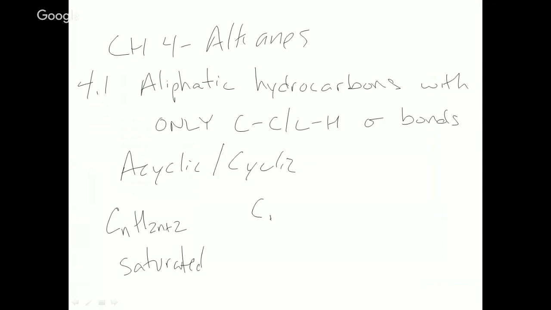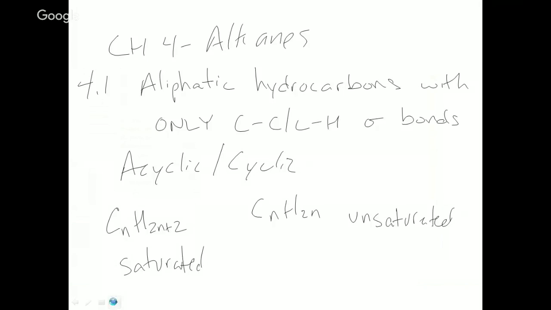Cycloalkanes have CnH2n. There are 2 fewer hydrogens because you formed a ring. Cycloalkanes are a little tricky to categorize because we kind of think of them as unsaturated. It's not fully saturated with CH bonds because of the ring. A ring is kind of like a double bond in that sense, that it is a degree of unsaturation. We'll introduce that term later.